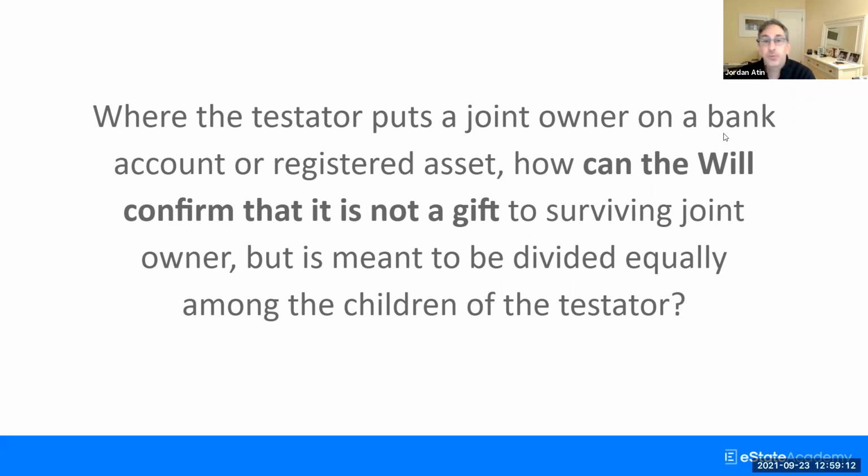So the last question that we're going to deal with, and then that's it for questions until the next time we solicit questions, is joint owners for convenience purposes. How do we confirm that it's not a gift, but it's to be held on a resulting trust? Should we put that in the will? Should we do it in a different document? What would you recommend, Ian?